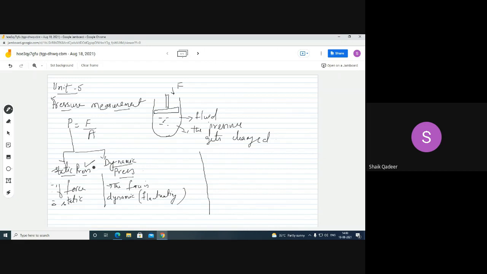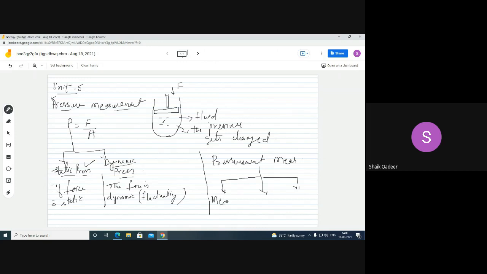If the applied force on a specified area is fluctuating or dynamic, then the corresponding pressure is called dynamic pressure. So basically in Unit 5 we try to cover pressure measurement. The pressure measurement will be discussed based upon the range of pressure.